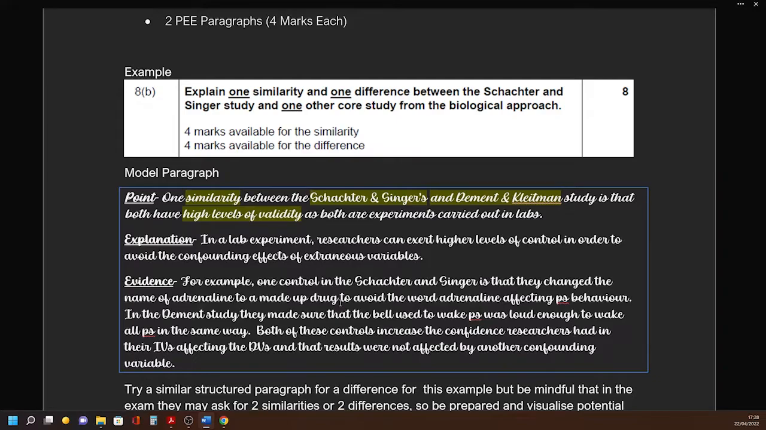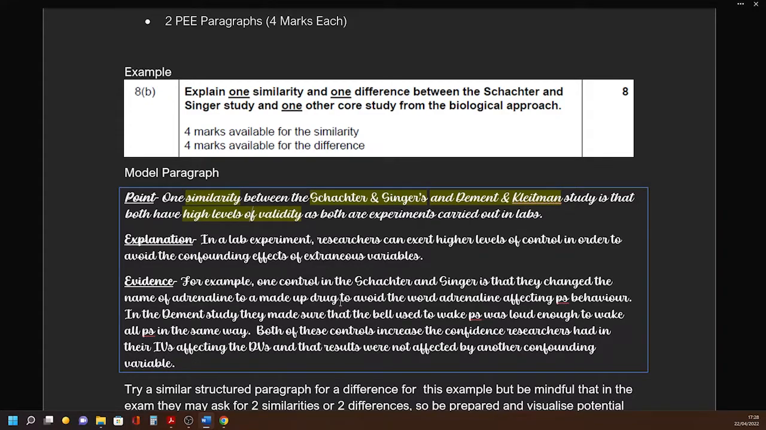Then I follow up with an explanation. So obviously that's my point, but I need to explain what I mean by that. In a lab experiment, researchers can exert higher levels of control in order to avoid the confounding effects of extraneous variables. Again, I need to be quite efficient with my time. I don't need to go any further than that. I think that would be a clear, credit-worthy explanation to the reader of what I understand by validity. I think they're both lab experiments, and they both have this strength to their methods. And then I follow this by some evidence.